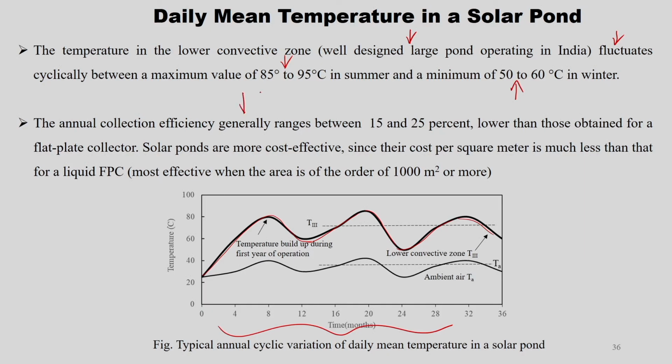The annual collection efficiency generally ranges between 15 to 25%, which is lower than the FPC, but still solar ponds are more cost effective and their cost per square meter is much less than that of the liquid FPC collectors. So, this comparison would be more effective if you have a large area of about 1000 meter squared or more.